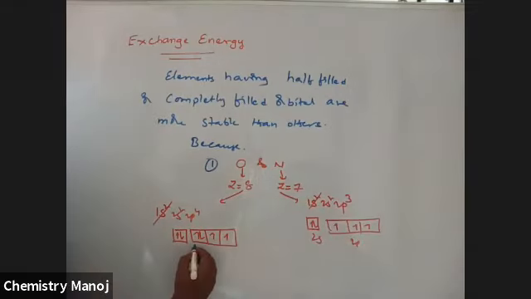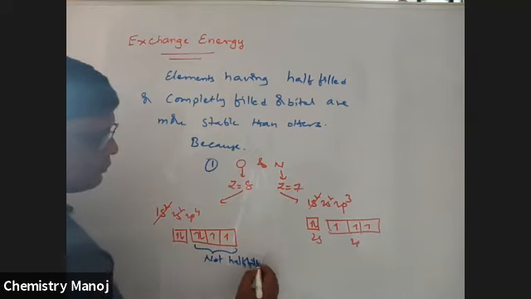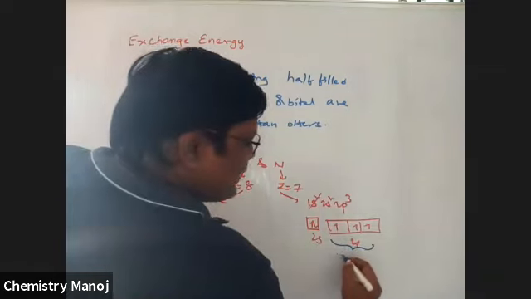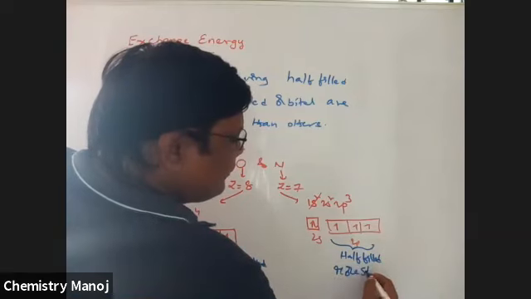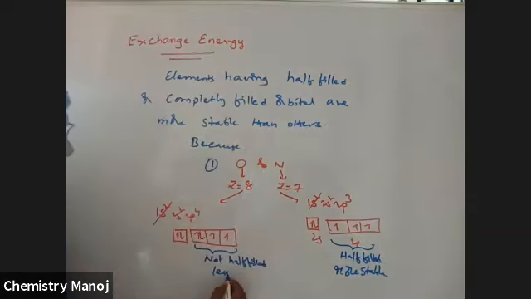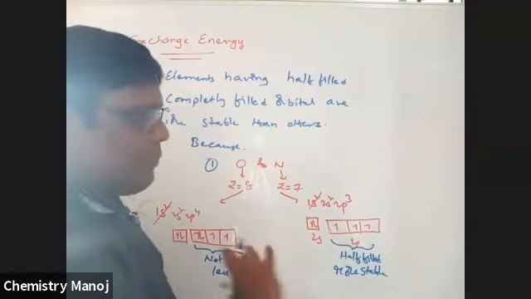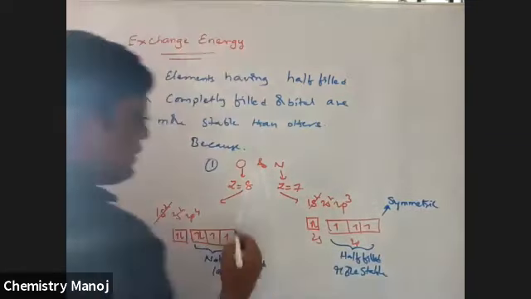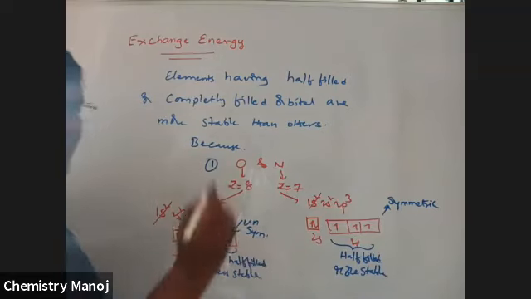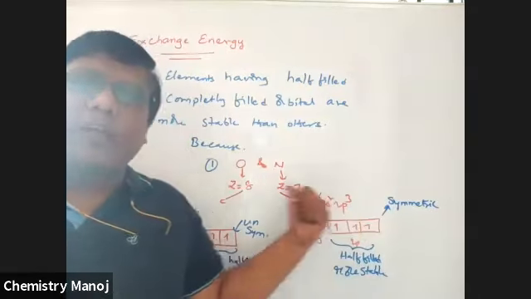In oxygen, the p orbital is not half filled. But in nitrogen, the p orbital is half filled. Because of that, it is more stable, and oxygen is less stable. Why is this more stable? Because each orbital is filled with one electron, the symmetry exists. Oxygen is unsymmetric. Wherever symmetry is there, stability is there. That is why nitrogen is more stable than oxygen.